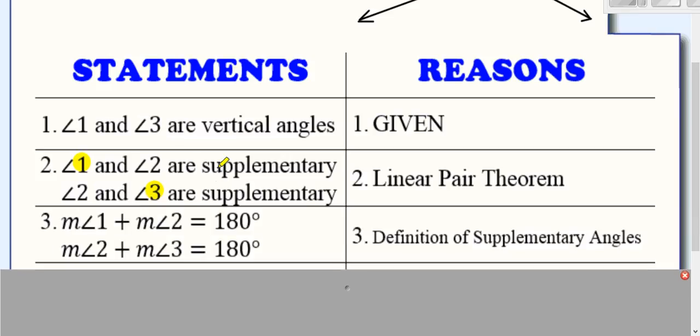So supplementary, like we wrote, means that they add to equal 180. So now we can turn it into an equation a little bit. Remember, our reasons can always be theorems, definitions, postulates, given. All of those things are things that we use for reasons. So the definition of supplementary angles gives us an equation now. Now that we've got equations, we can do algebra. That's where we're going to be going from here.